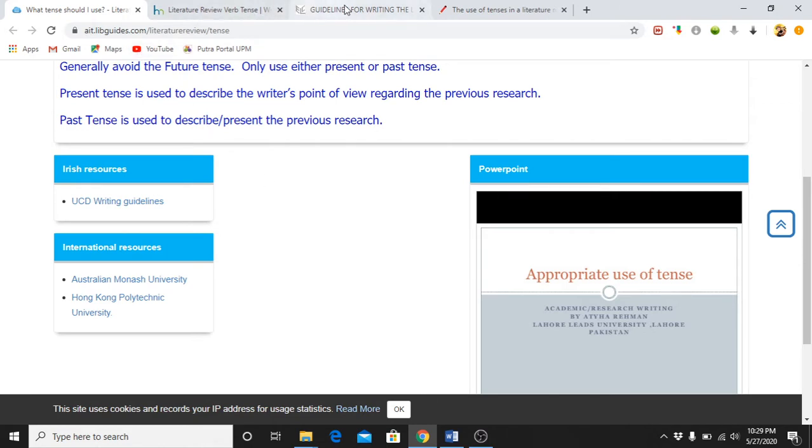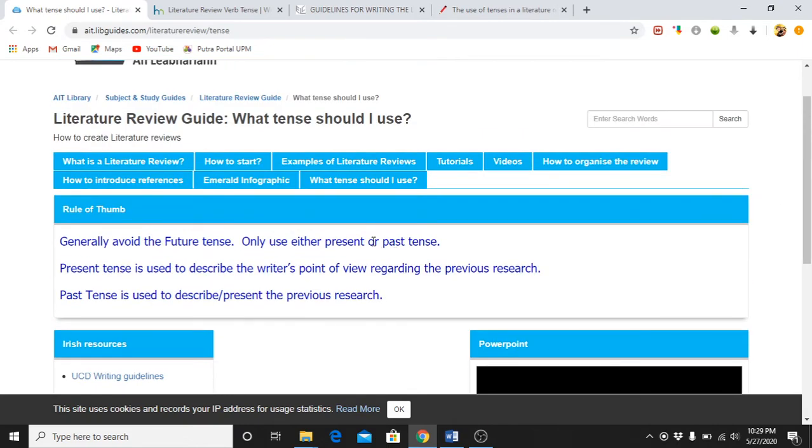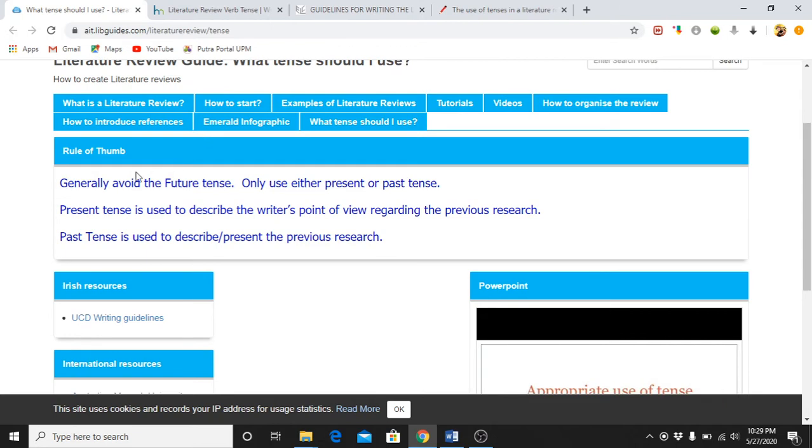Actually, all the websites share the same point of view. For example, the first website is saying that generally, please avoid the future tense. You must avoid will be, maybe, should be, the future tense. You should avoid it and only use either present or past tense, but this is just their opinion. Actually, you can use the future tense.